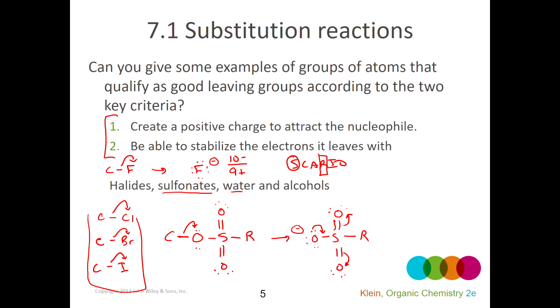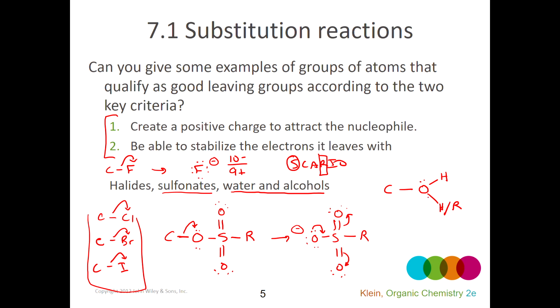And then the third type of good leaving group is water or alcohol. So in this type of situation, I've got an oxygen bonded to a carbon. This is going to be a leaving group. If it's a water, it would have 2 hydrogens. If it's an alcohol, it would have 1 hydrogen and then a carbon group. So this could be a hydrogen or a carbon group.